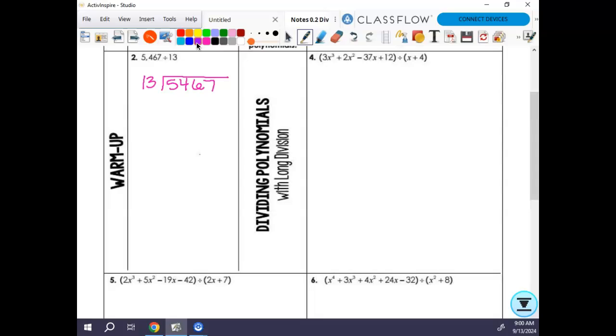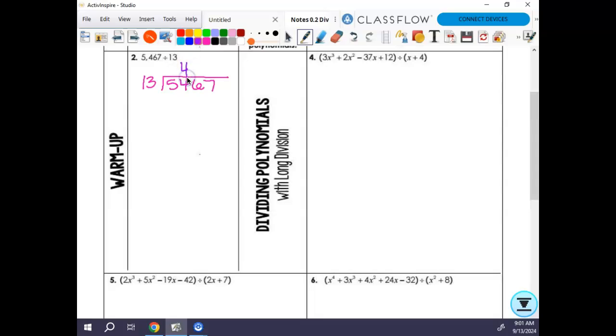Okay, so I take 13. 13 does not divide into 5, but 13 will divide into 54. Not evenly, but I got to figure out what's the closest to the even without going over. It's like the Price is Right. So what's 3 times 13? That's an easy one. 39. So then what's 4 times 13? 52. So probably 4 makes sense, right? So we're going to put a 4 up here.